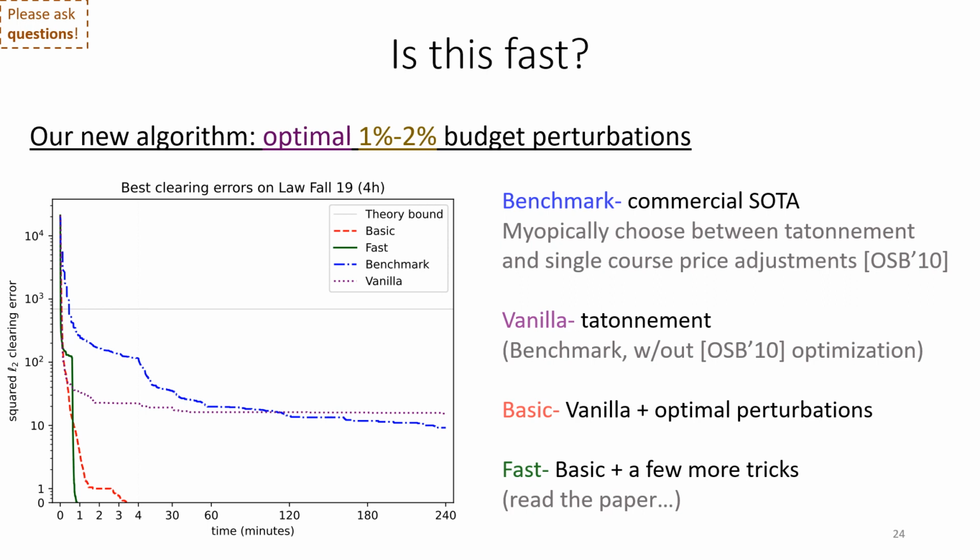And it turns out that our algorithm can help find zero clearing errors and reduce the clearing error significantly faster than the benchmark, which is the previous commercial state of the art using a single cost price adjustment trick on the Tautman algorithm. You can see from the red line, which is only a simple implementation of our algorithm, proceeds much faster than the benchmark. With a few more tricks mentioned in our paper, we further improve the running time significantly, for example, from 3 minutes to 1 minute on this instance.